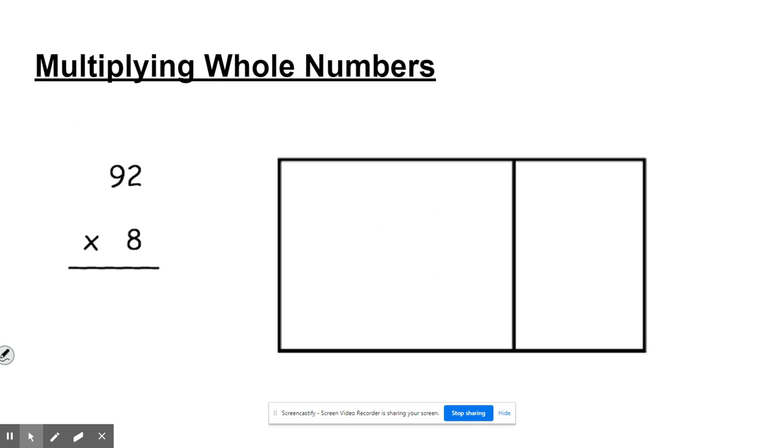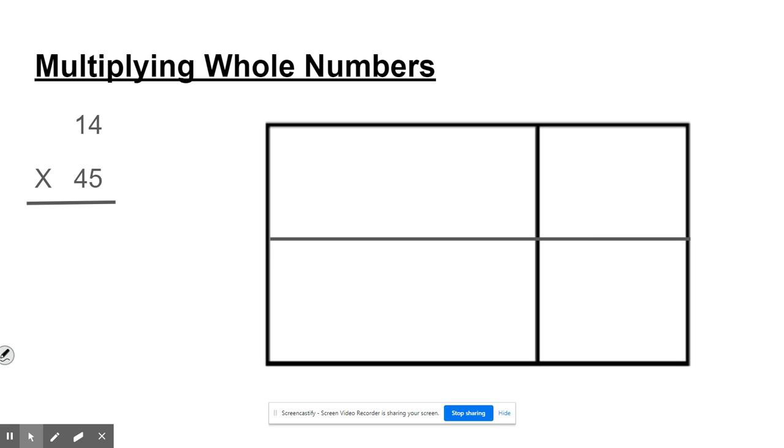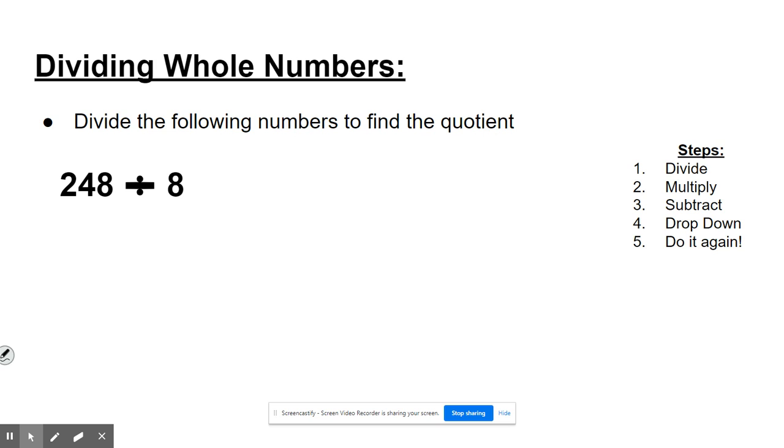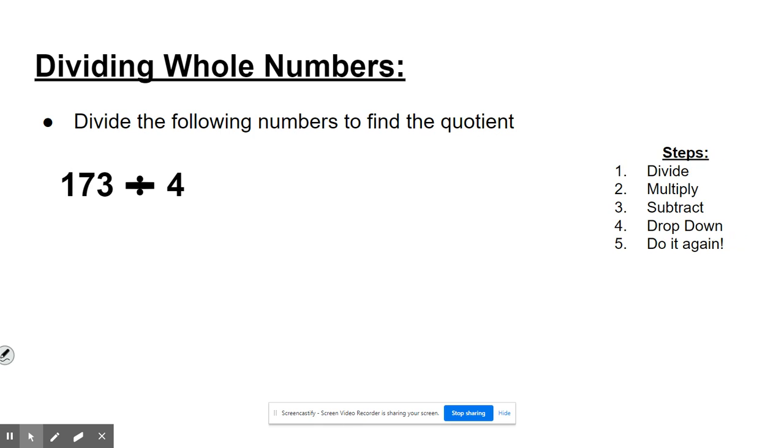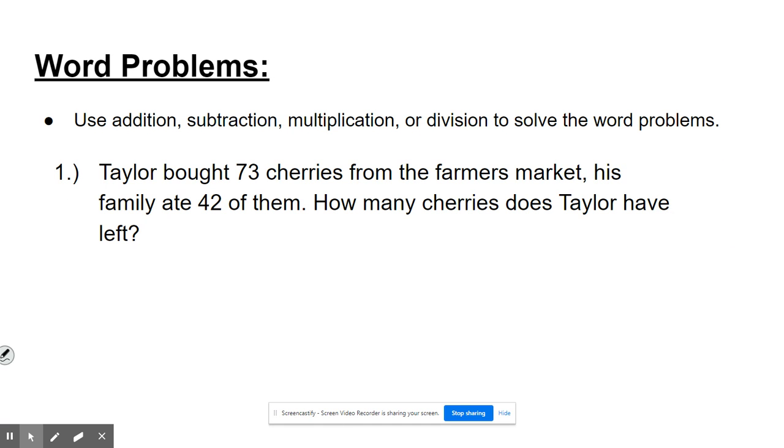And I believe Ms. Fosberg did multiplication in her review video, so we will skip over multiplication. And we are not going to be doing long division. I know you're probably sad to hear that, but we will be skipping over that in this exam. And we'll get into some word problems.